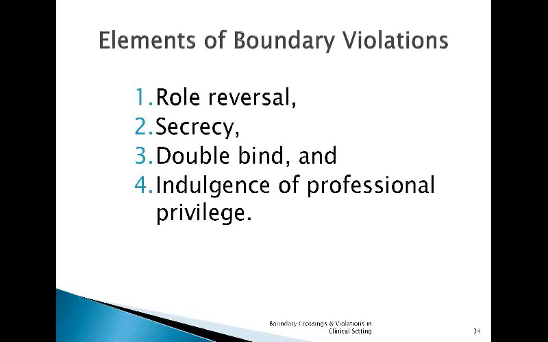Example: do not do X, or I will punish you. 4. Indulgence of professional privilege, where the clinician divulges confidential information. These elements are particularly notable in sexual abuse of patients by physicians.